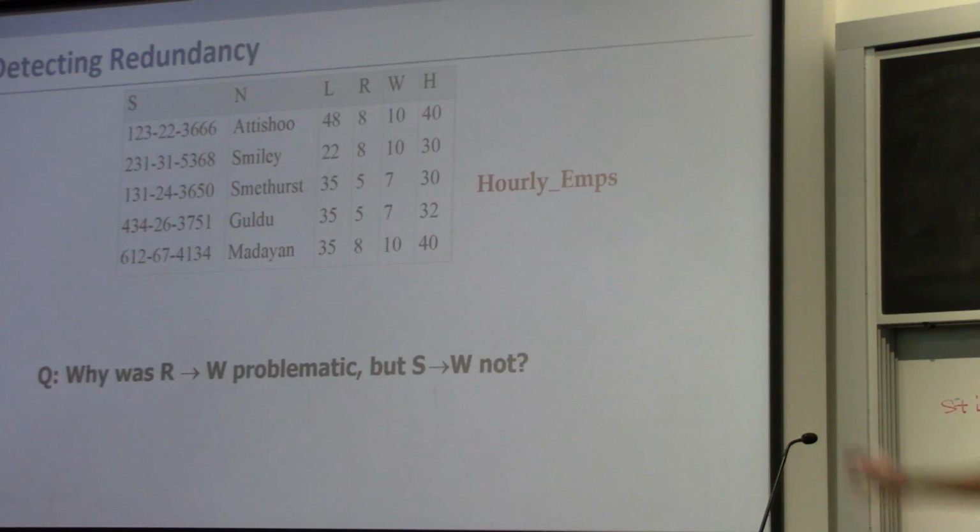Why, in this example, is R determine W causing us a lot of problems? That's why we decided to decompose that into two separate relations. But X determine W is not. Social Security determine wage. Why do we have that dependency, but why does that not give us any problem? Because the key is unique, and without that, no two records can even have the same SSN value to begin with. So of course it cannot give you any problem.